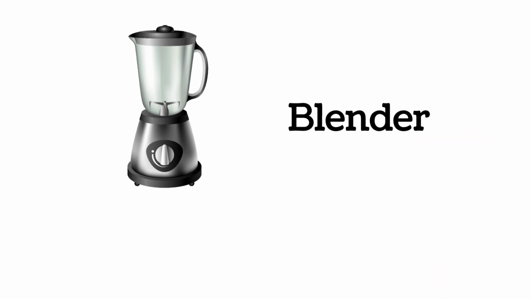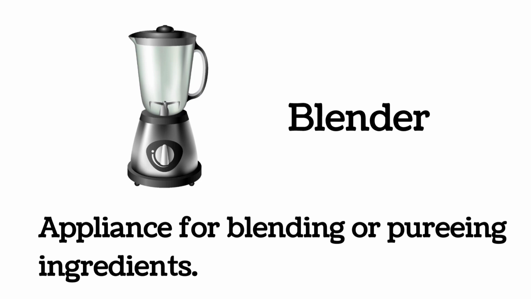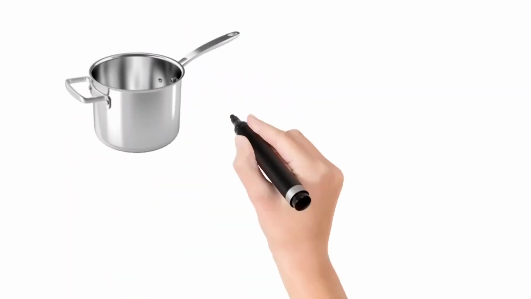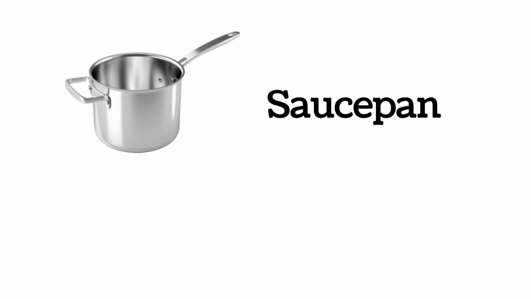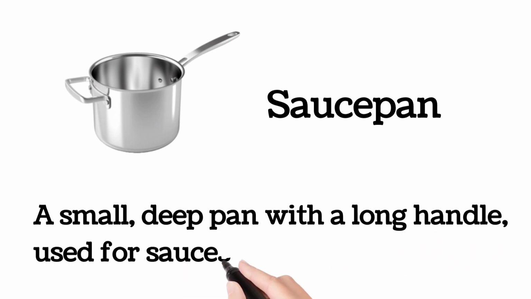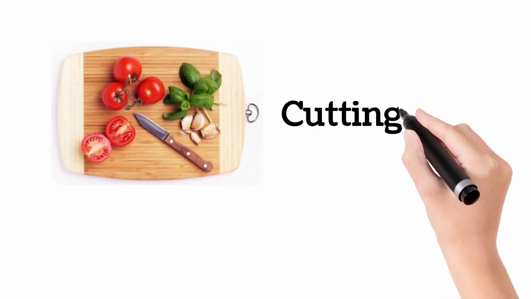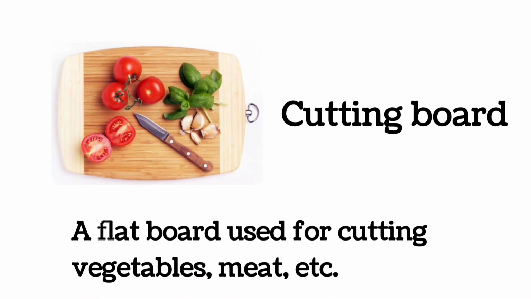Blender. Appliance for blending or pureeing ingredients. Saucepan. A small, deep pan with a long handle, used for sauces. Cutting board. A flat board used for cutting vegetables, meat, etc.